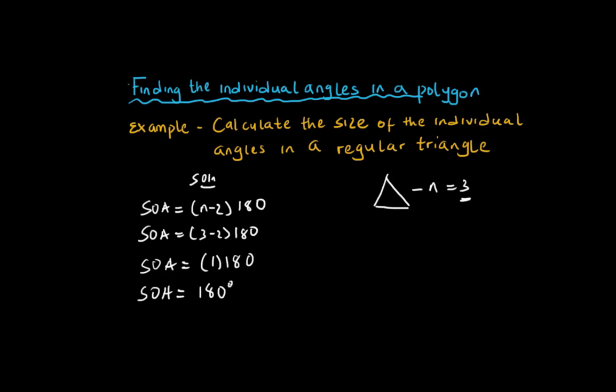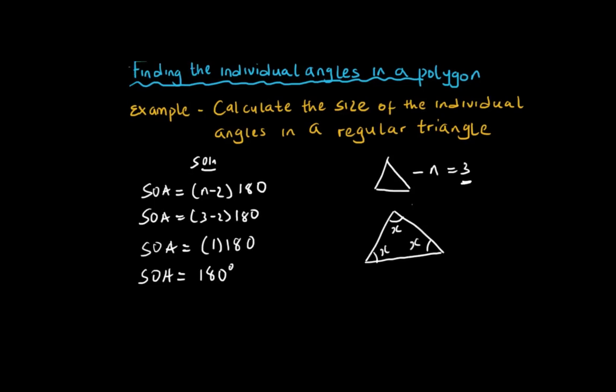Can you see that? The sum of interior angles in a triangle is 180 degrees, but I'm told to find the individual angle. Now look at this. If I have a triangle, and remember it's a regular triangle, so all the angles are equal, I can represent the angles as x. So let's say this is x, this place is x, this place is x. Since I know the sum of angles in a triangle, if I add these angles together, I should get 180 degrees. So x plus x plus x should equal 180 degrees. Does that make sense?